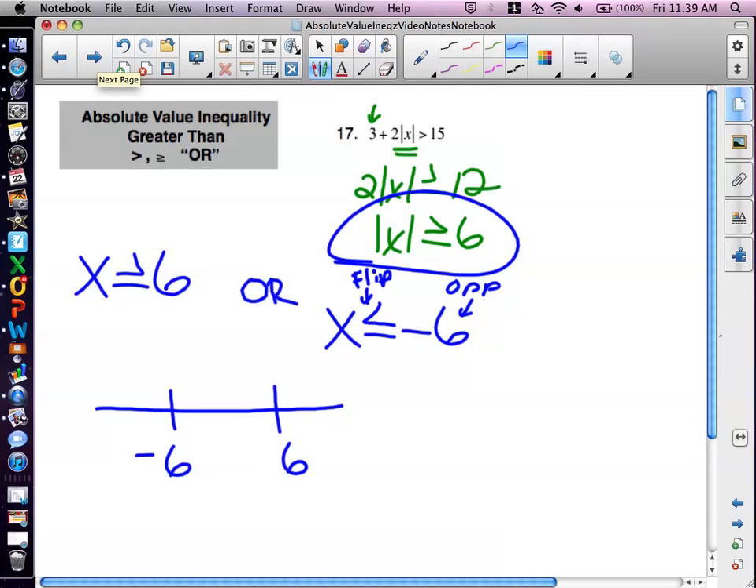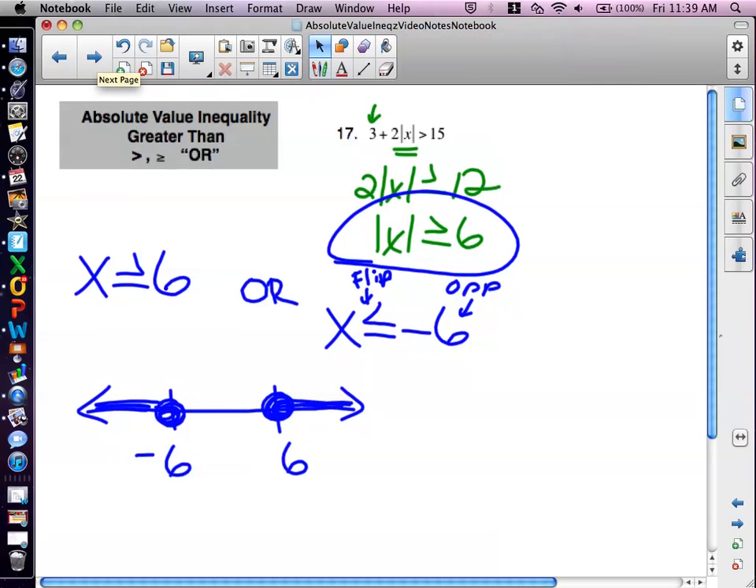First inequality, x is greater than or equal to +6, solid circle, shading toward positive infinity, and then the opposite scenario, solid circle, shading toward negative infinity. And I clearly have an unmarked region, so this is my classic OR scenario.